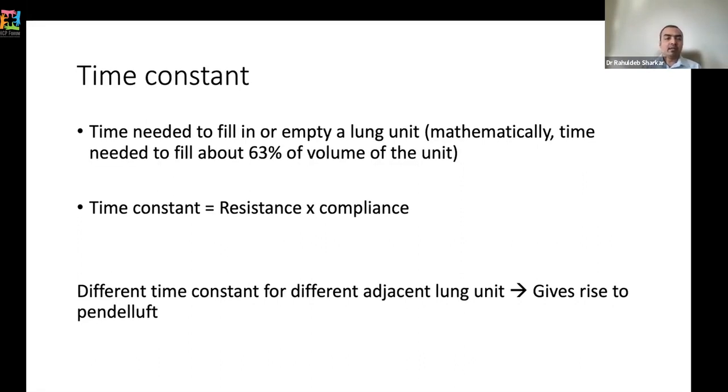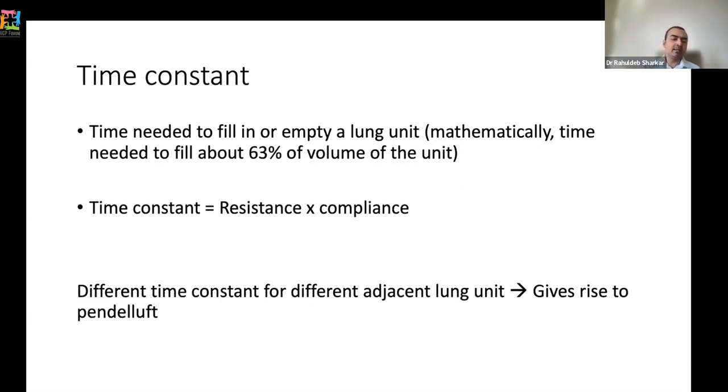That's because when a lung unit tries to empty itself, it is not a linear function; it is an exponential function. But the way it is measured, it's at 1 second, and therefore there is an artificiality to it. For the purpose of this exam, if we remember that this is what it is, and that time constant is resistance times compliance, a different time constant for different adjacent lung units gives rise to Pendeluft, another concept we need to know for exam. If a lung unit has a very low time constant, it tries to empty itself, but the adjacent lung unit has a high time constant.